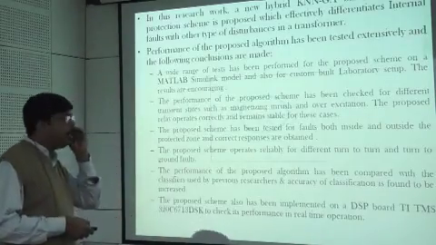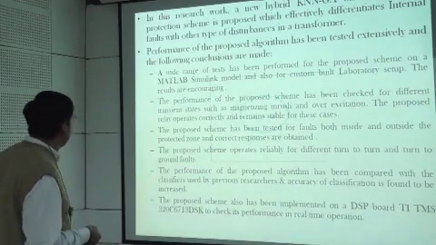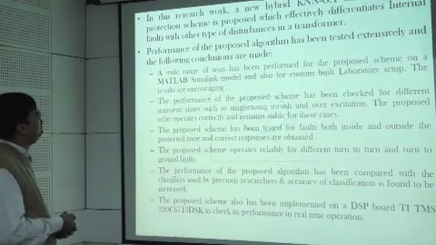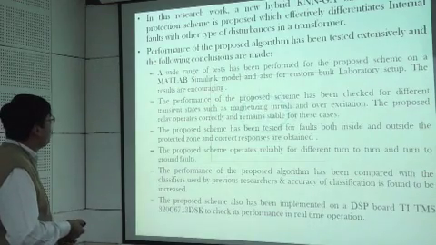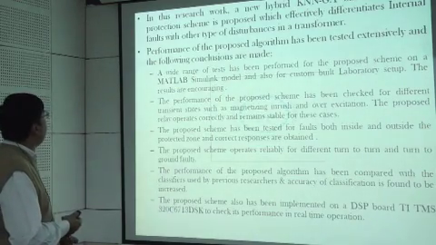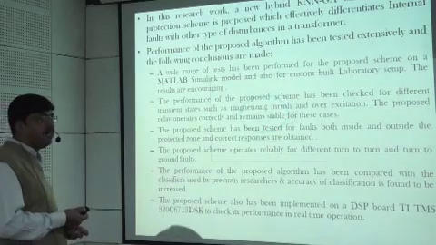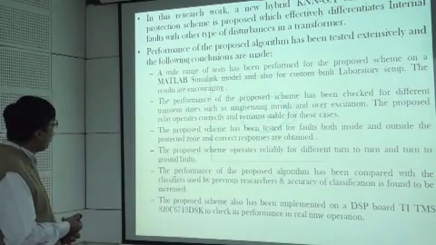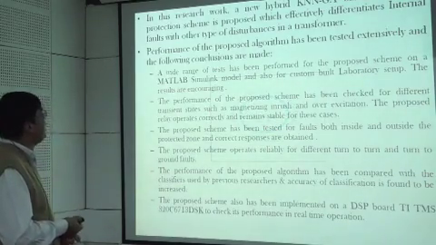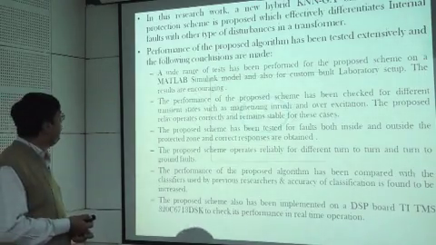Finally, the conclusion of my research. In this research work, a novel hybrid KNN-GA based differential protection scheme is proposed, which effectively differentiates internal fault from the other types of disturbances in the transformer. The performance of the proposed algorithm has been tested extensively and the following conclusions are made.